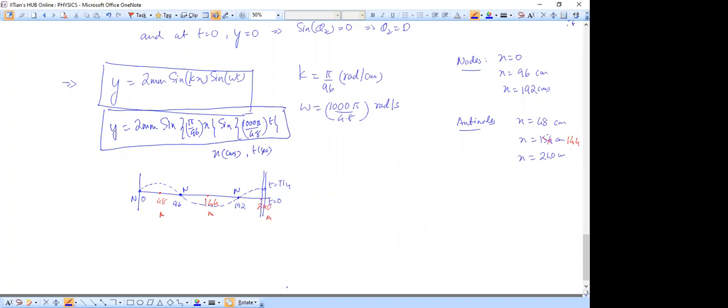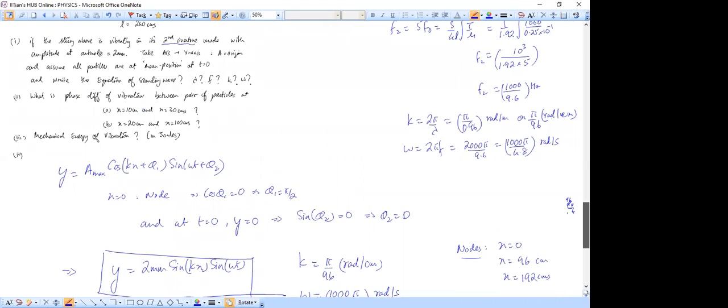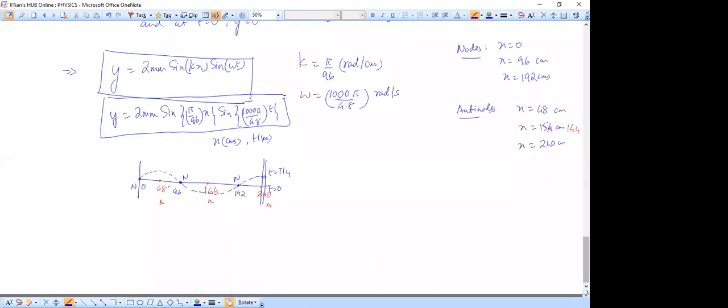Okay, so now you can also see that the pair of points that we were talking about now, 10 and 30, they are located where? They are located between the first two nodes. So that pair of points is here. X equal to 10 is somewhere here. X equal to 30 is somewhere here. So they are in phase. So therefore, particles at x equal to 10 and x equal to 30 are in phase.